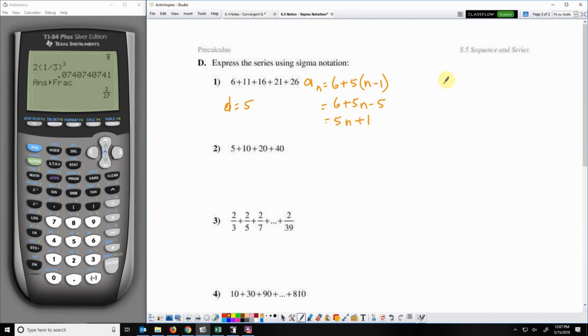Okay, so in sigma notation, our expression is 5n plus 1. We have to assume this is term 1, and then we've got term 1, 2, 3, 4, and 5. So n equals 1 through 5.